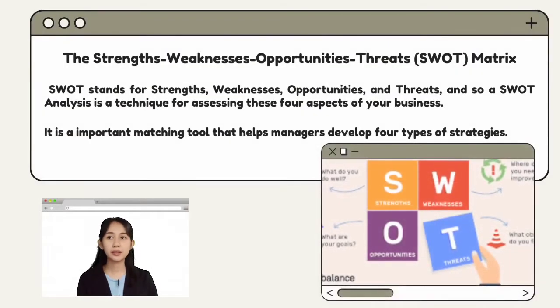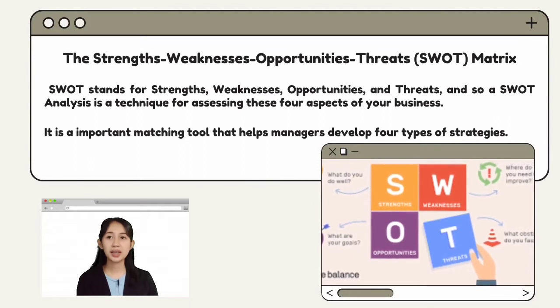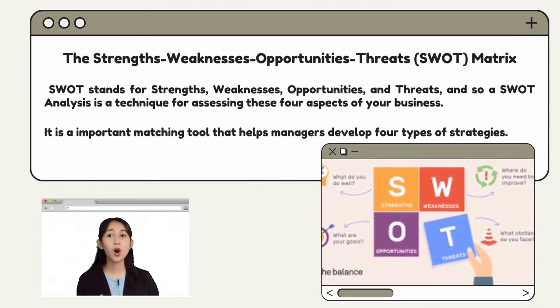The first matrix is the Strengths, Weaknesses, Opportunities, and Threats, or SWOT matrix. According to mindtools.com, SWOT stands for Strengths, Weaknesses, Opportunities, and Threats. And so a SWOT analysis is a technique for assessing these four aspects of the business. It is an important tool that helps managers develop four types of strategies.